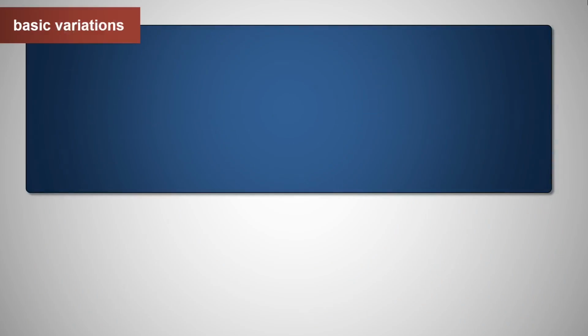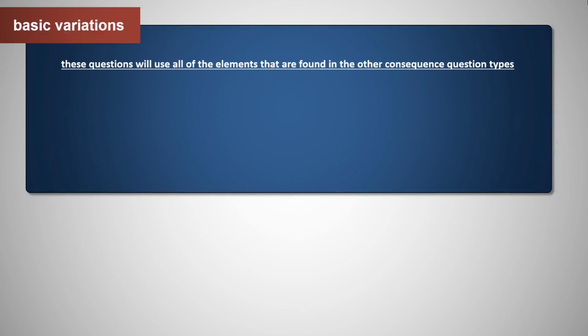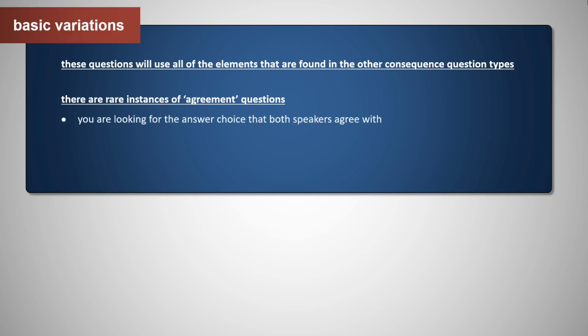Now, in terms of the basic variations, these questions will use all of the elements that are found in the other consequence question types. There are actually going to be rare instances of agreement questions, where they'll both have to be true. So you're looking for an answer choice that both speakers agree with, and the choice has to be true for both of them. But for the most part, you're combining your must be true, your necessary assumption, and your must be false questions, because for one of the speakers, the choice will have to be true, and for the other, it'll have to be false.